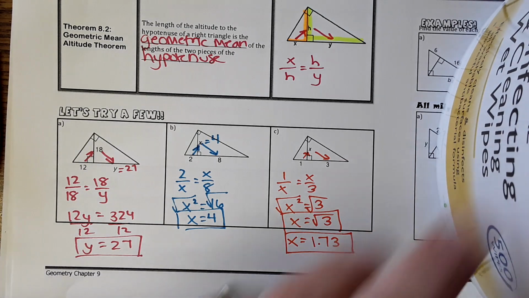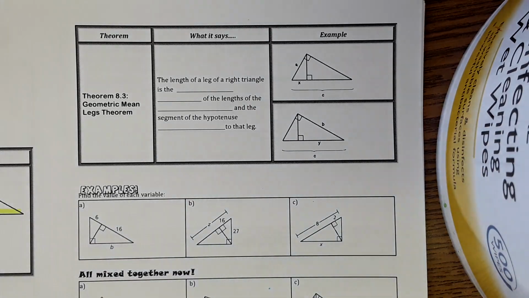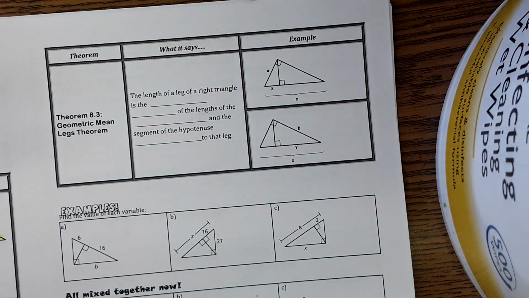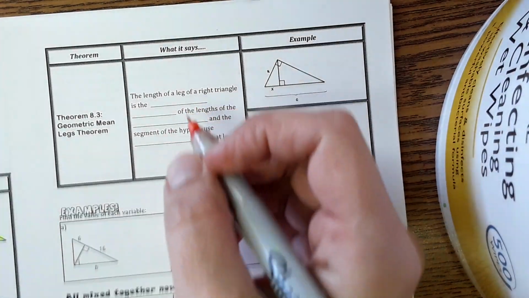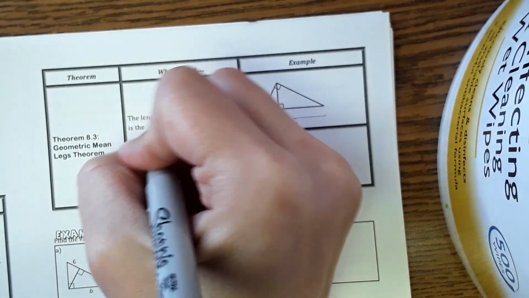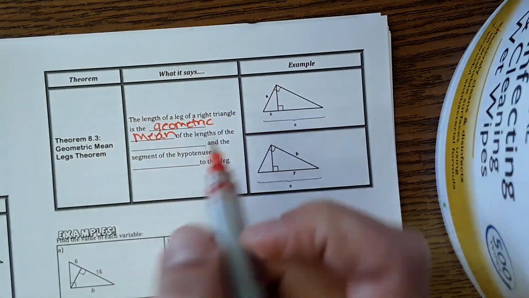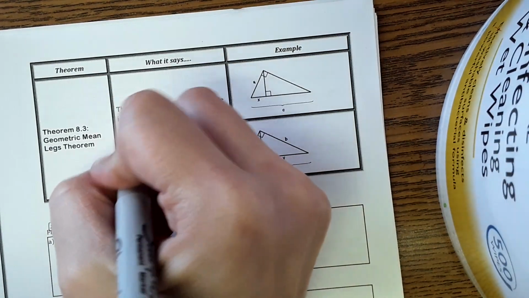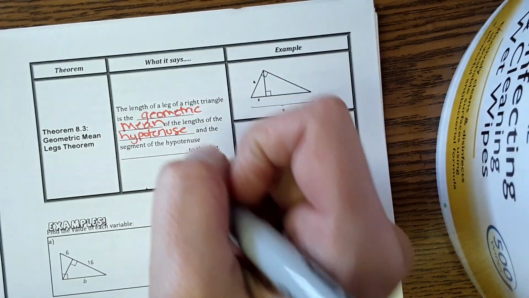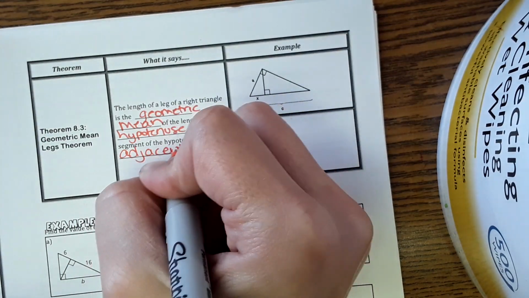Okay, moving on to the next page. Trying to find my, here, let me pause this. Okay, so up here we have another theorem, the geometric mean legs theorem. The length of a leg of a right triangle is the geometric mean of the lengths of the hypotenuse and the segment of the hypotenuse adjacent to that leg. And we'll look at what that means.